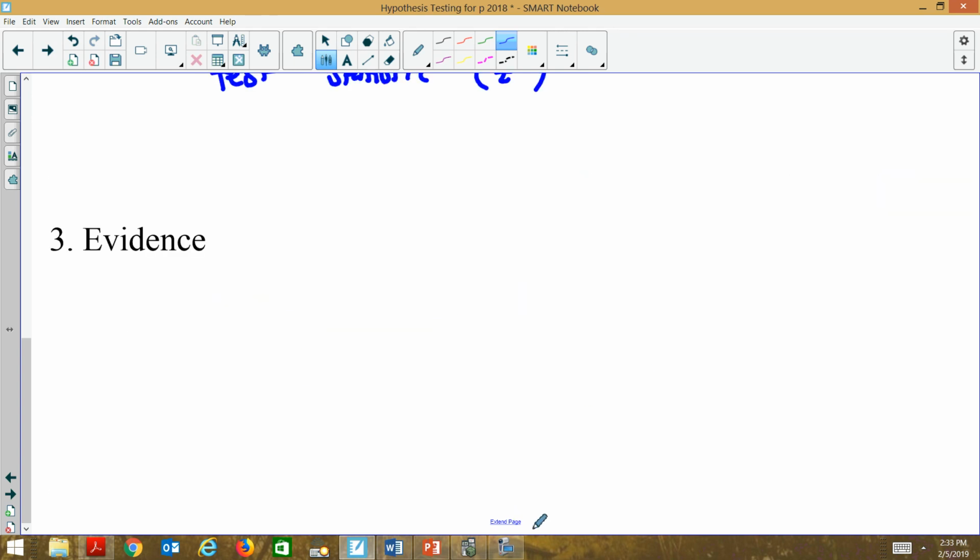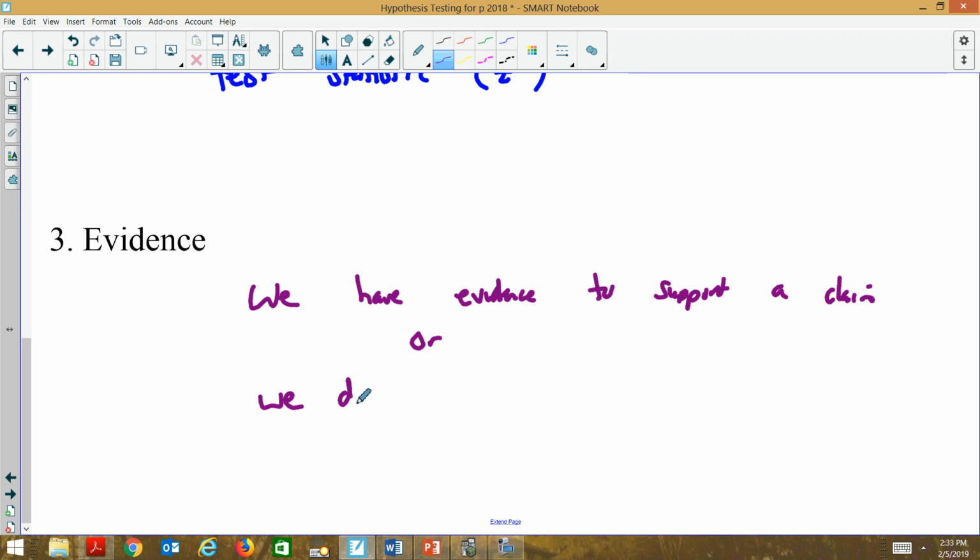The third thing is understanding how to conclude a hypothesis test, and that starts with evidence. So, as I stated, we cannot prove anything. We are either going to say we have evidence to support a claim, or we do not have evidence for that claim. So those are three fundamental things about hypothesis testing that we need to understand. And we're going to look more into that as class goes along.